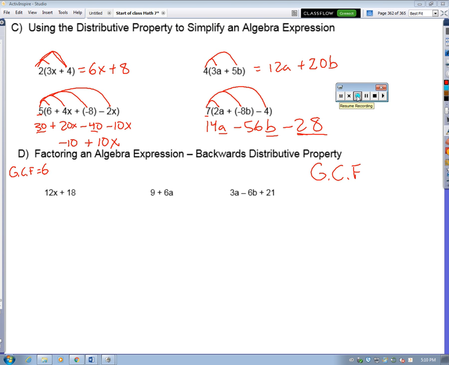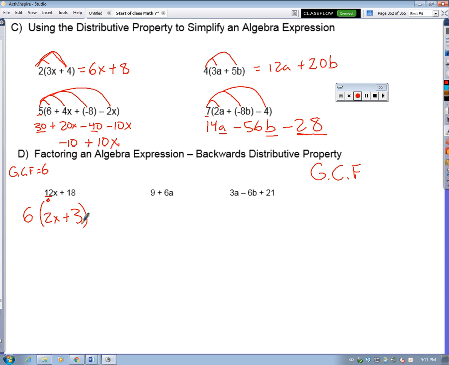Now, all I need to do with that greatest common factor is divide those numbers by it. I'm going to put that greatest common factor on the outside. I'm going to divide each of those numbers by it. So 12 divided by 6 is 2, so it becomes 2x down here. 18 divided by 6 is 3. So my new expression is, inside the parentheses, 2x plus 3. On the outside is 6.